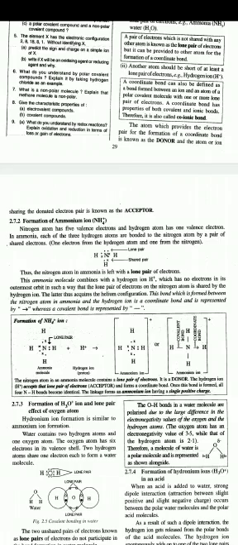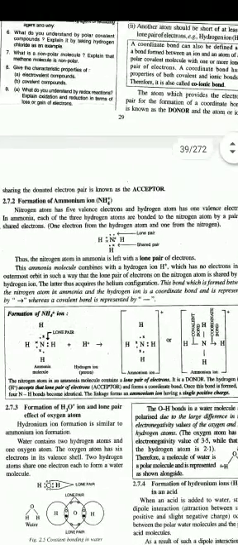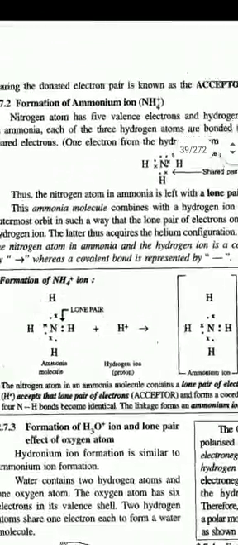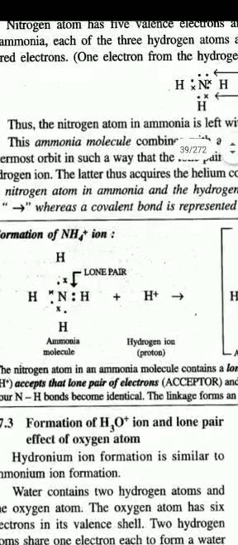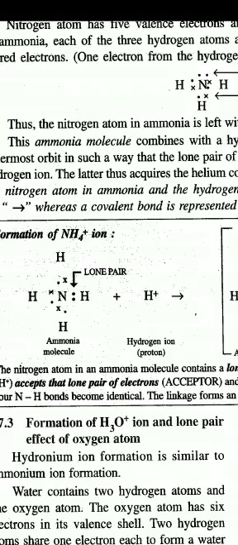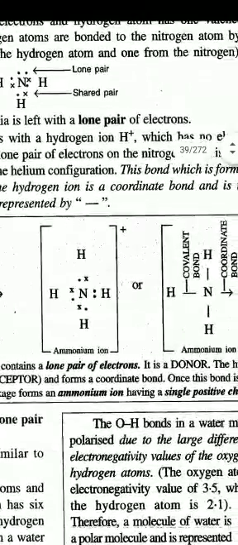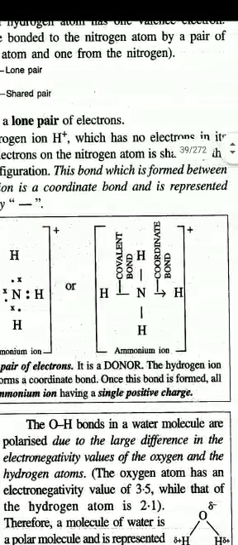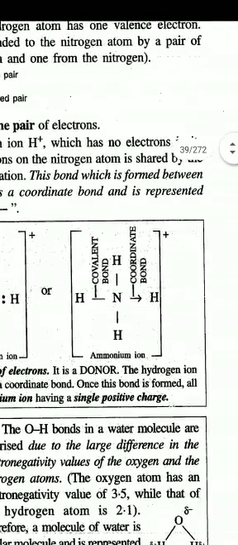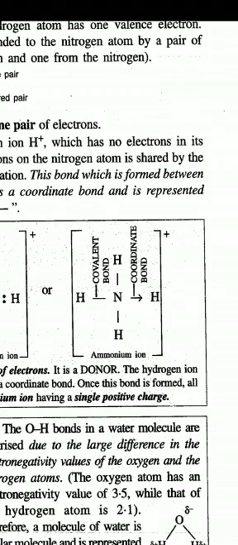Children, you can see here a diagram which shows the formation of the ammonium ion, lone pair plus H+. The arrow shows the coordinate bond and a simple slanting line shows the covalent bond. Easily you can understand.